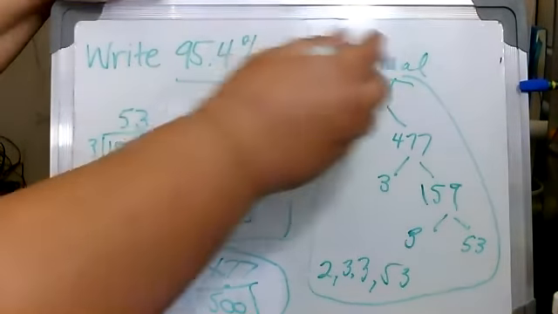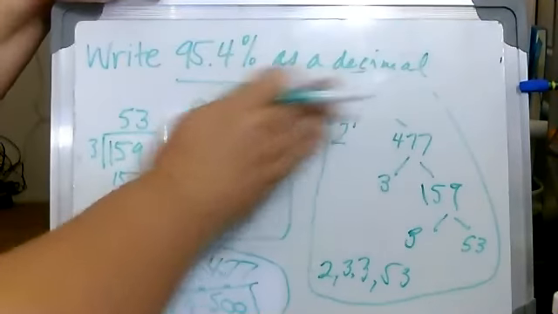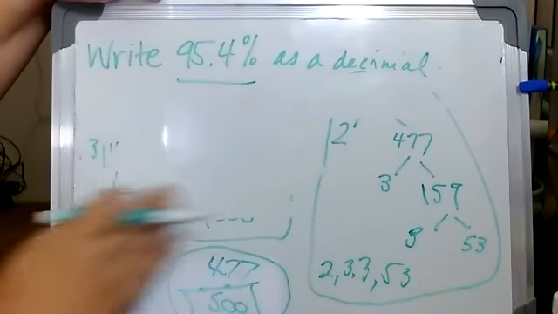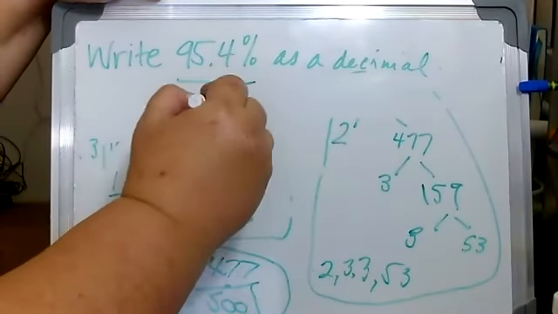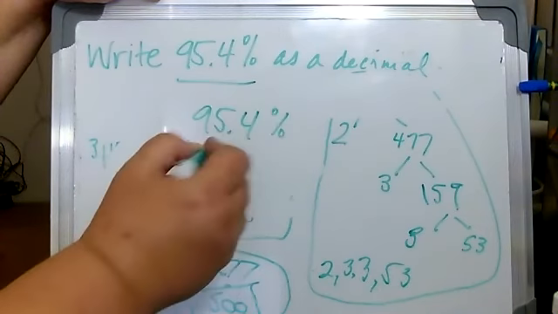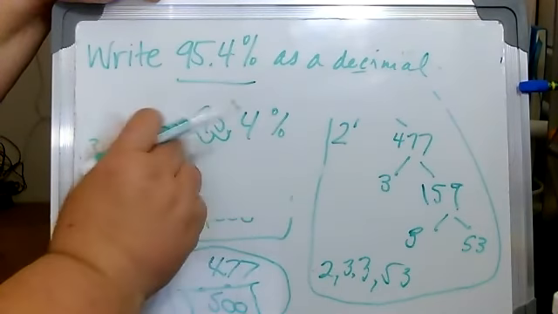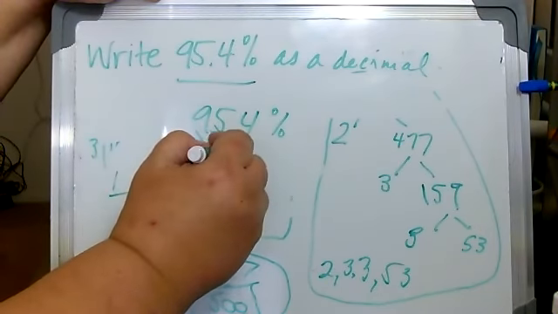But again, because we were only asked to make it as a decimal, we take that 95.4%, move the decimal over 2 places to the left, then it becomes 0.954.